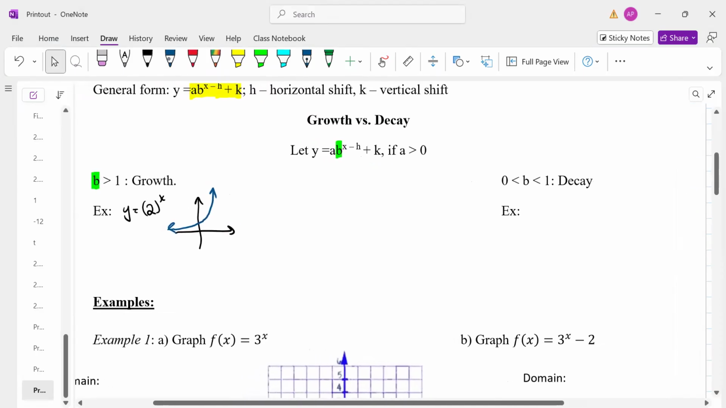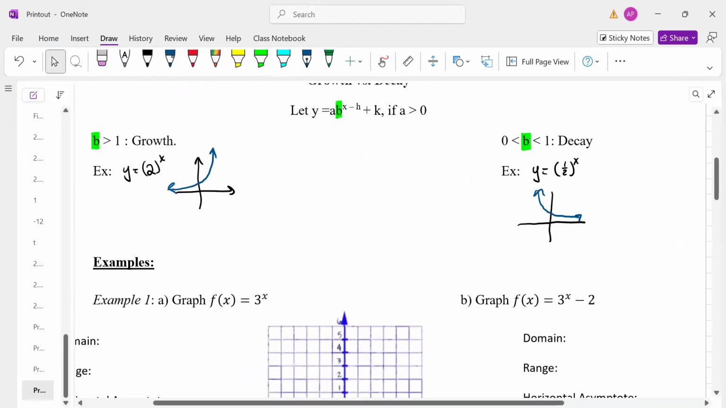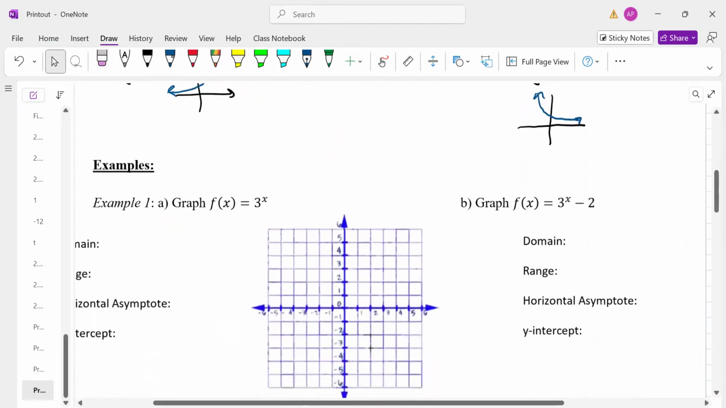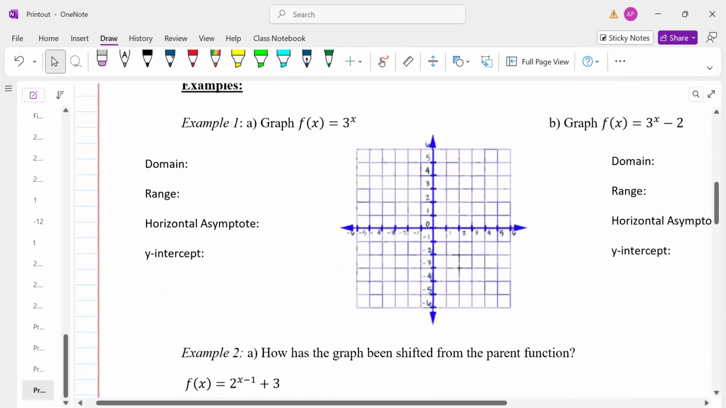However, if you have the base that is between 0 and 1, then you will have an exponential decay. So for example, if you have y equals 1/2 to the power x, then you will have an exponential decay function that will look something like this. Okay, so these are your two general shapes depending on whether you have growth or decay. Now, let's look at our first examples and we'll see how to graph these functions accurately. And then we'll discuss domain, range, horizontal asymptote, y-intercept.